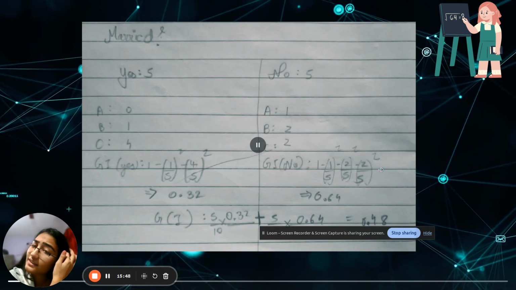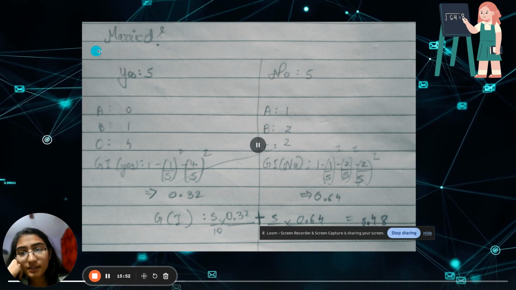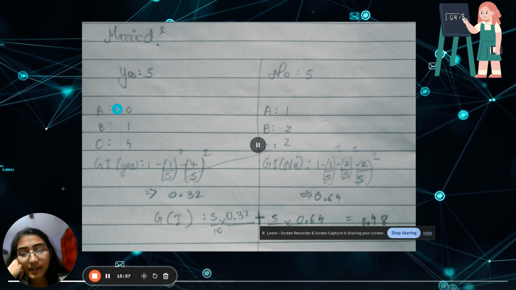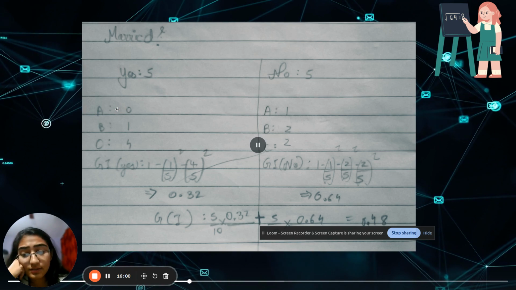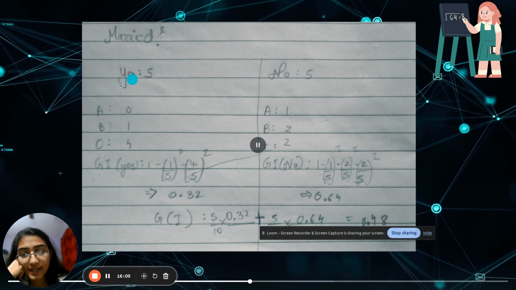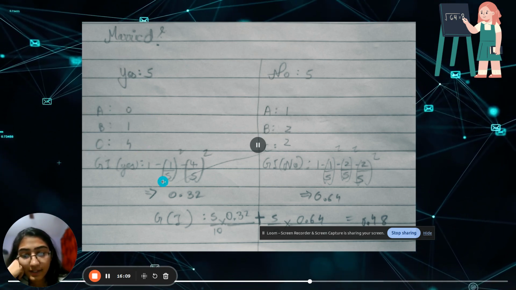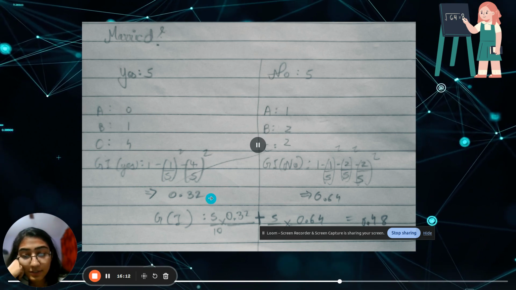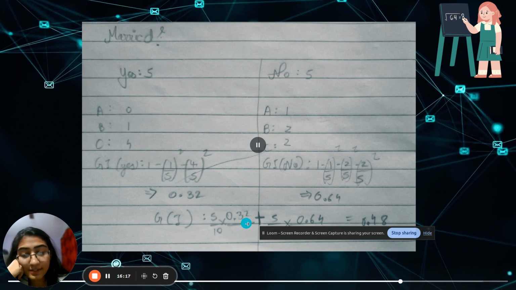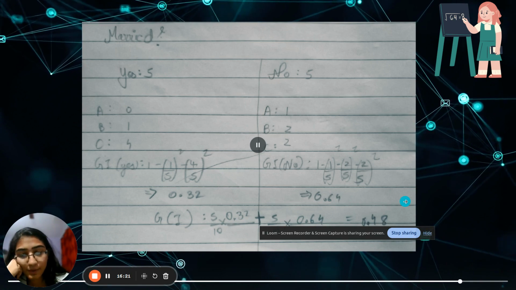Okay. Now, for married, for each attribute we are going to calculate the Gini index. For married, if it is yes, there are 5 yeses and there are 5 nos, and we will calculate each number of risk class for each attribute. So for yes, A is equal to 0, B is equal to 1, C is equal to 4. Then we will find out Gini index. For yes, then it will be 0.32. For no, it will be 0.64. Total 5 by 10 multiplied by 0.32 plus 5 by 10 multiplied by 0.64, which will be 0.48.